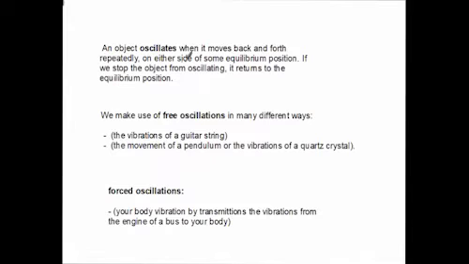An object oscillates when it moves back and forth repeatedly on either side of some equilibrium position. This is a very important keyword, equilibrium position. If we stop the object from oscillating, it returns back to the equilibrium position, like when we have a simple pendulum. Here the mass will swing, going and coming around this position, and when it stops, it comes back to the same position, which is called equilibrium position.